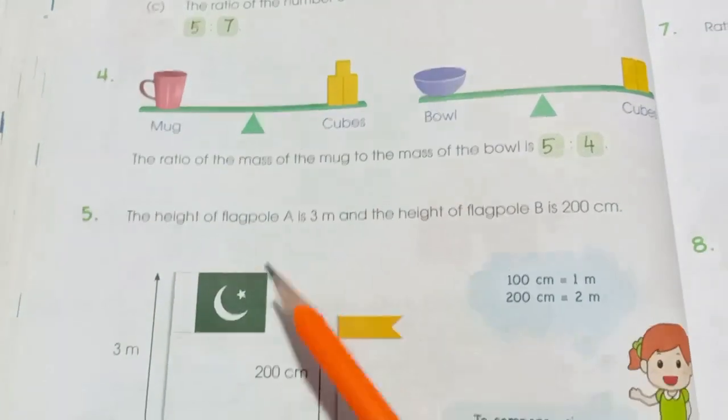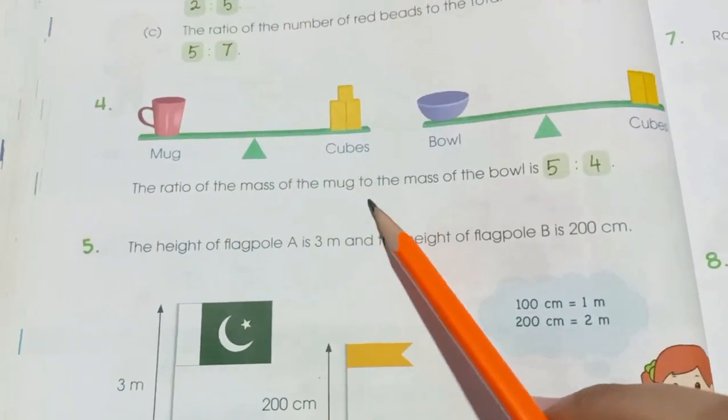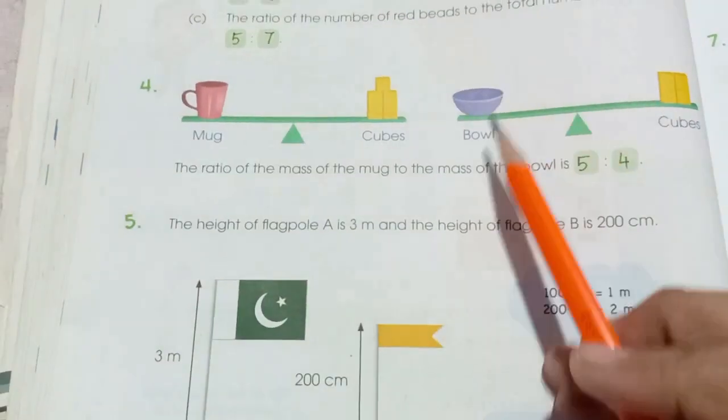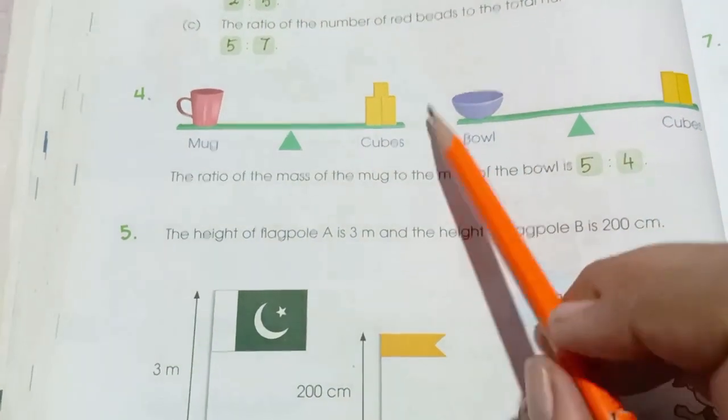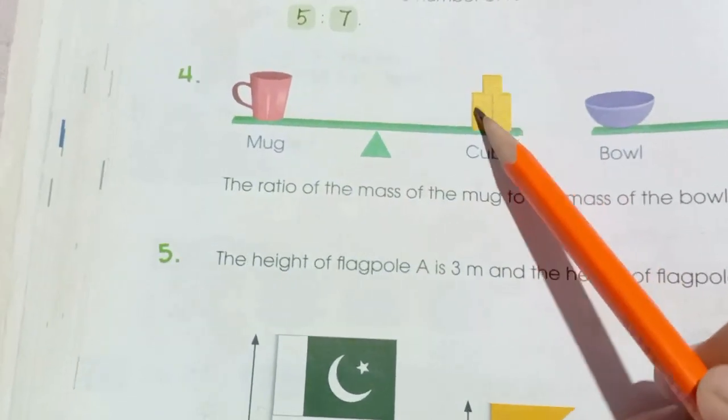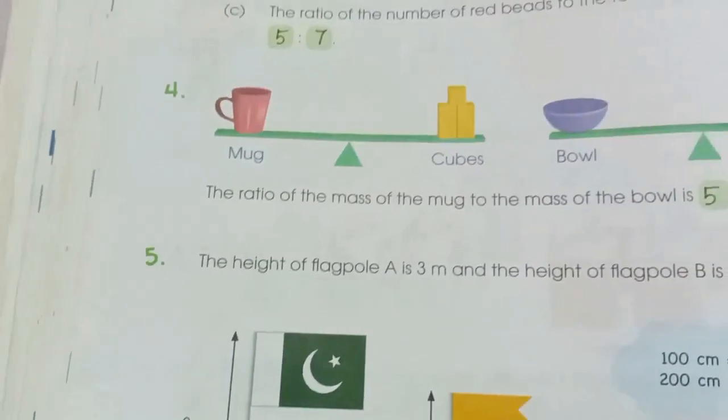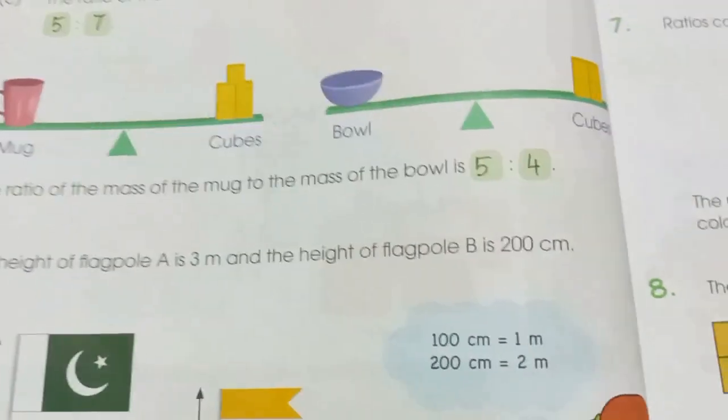Same as it is. The ratio of the mass of the mug to the mass of the bowl. The mass of the mug is 1, 2, 3, 4, 5. And the mass of the bowl is 1, 2, 3, 4.